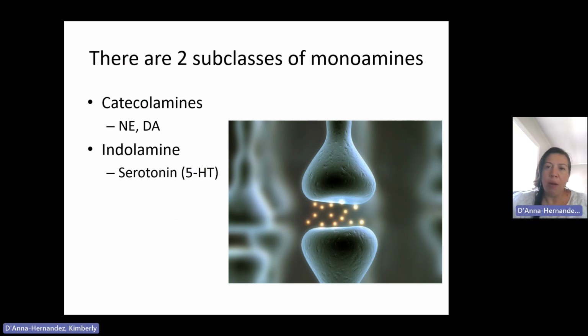Okay, so now we're going to go to the monoamines, which are derived directly from amino acids. So we have two kinds. We have catecholamines, which are going to be norepinephrine and dopamine, and then we're going to have serotonin, which is an indolamine. And they're labeled that way differently because they're derived from different amino acids.